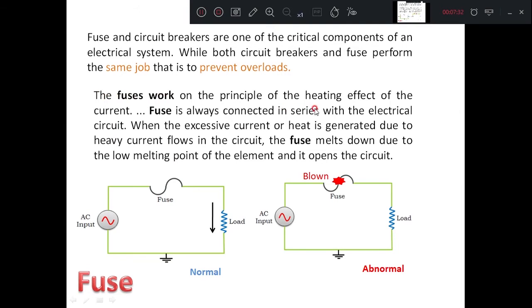The fuse works on the principle of the heating effect of the current. A fuse is always connected in series with the electrical circuit. When excessive current or heat is generated due to the heavy current flow in the circuit, the fuse melts down due to the low melting point of the element, and it opens the circuit and protects the equipment. This is the function of the fuse in the system.